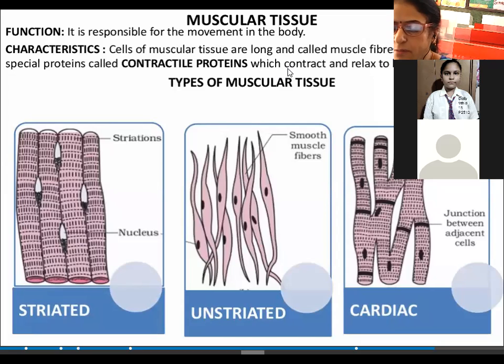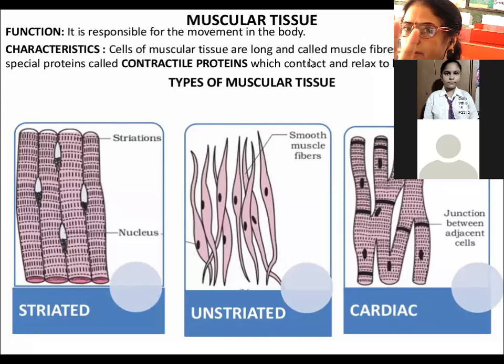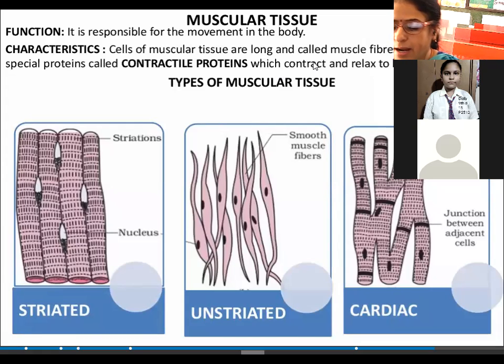They are also called skeletal muscle. There are three names for it: striated muscle, voluntary muscle, and skeletal muscle. Skeletal, striated, and voluntary muscle. Sometimes also striped muscle.